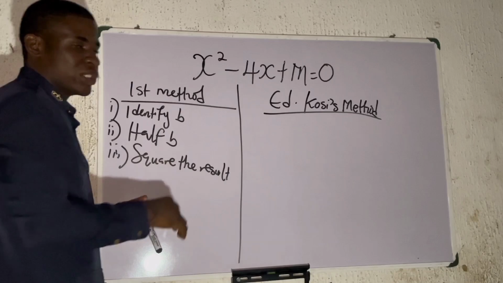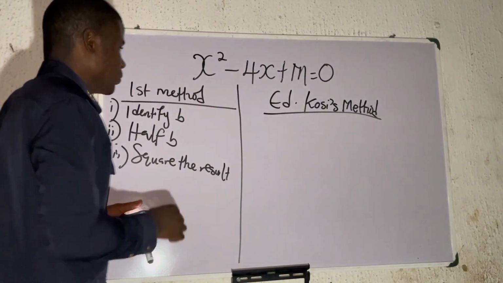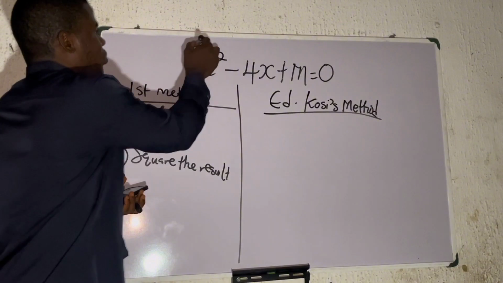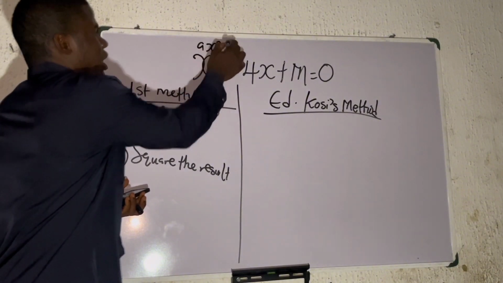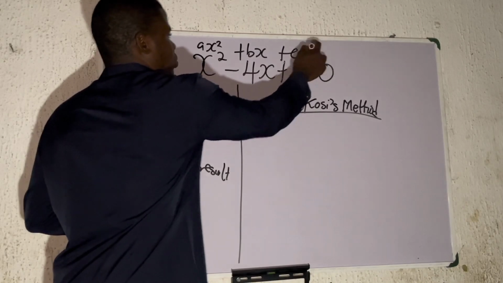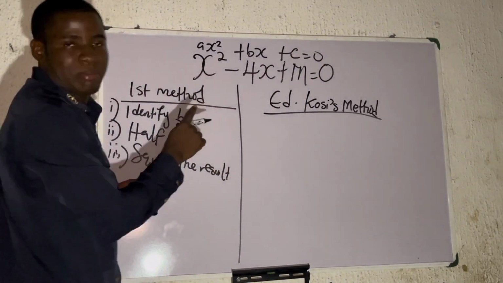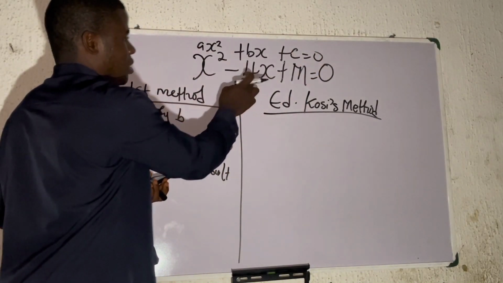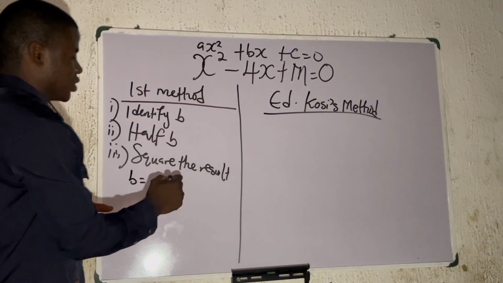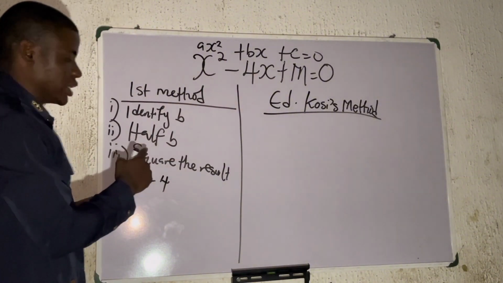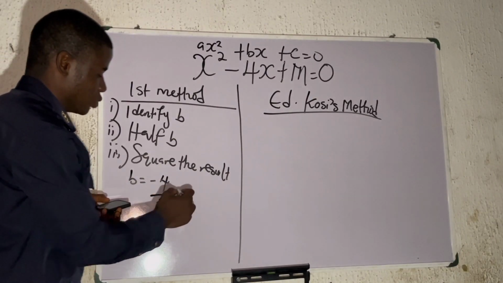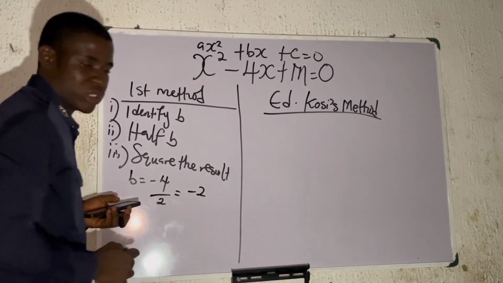Now, using the first method: identify b. You know that a quadratic equation is anything in the order ax squared plus bx plus c is equal to 0. What's my b in this quadratic equation? My b is minus 4, right? I've identified b. The second step says that you halve b. Having half of b means dividing b by 2. Minus 4 divided by 2 is minus 2.